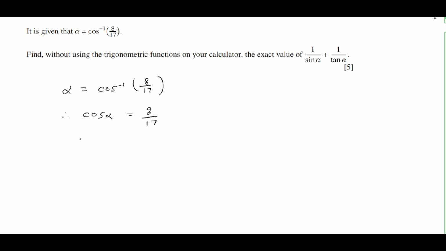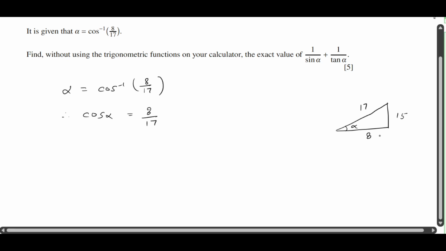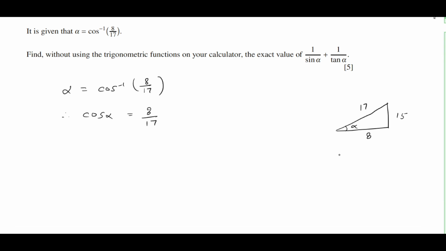Now cos alpha is 8 upon 17. So two things I can do. Either I will draw a triangle, a right angle triangle like this, in which this angle is alpha and cos alpha is given as 8 upon 17. So using the relation, I can find out the opposite side, which will be the square root of 17 square minus 8 square. Whatever result you get, you will take the square root of that. So I can use this or I can use the identity.